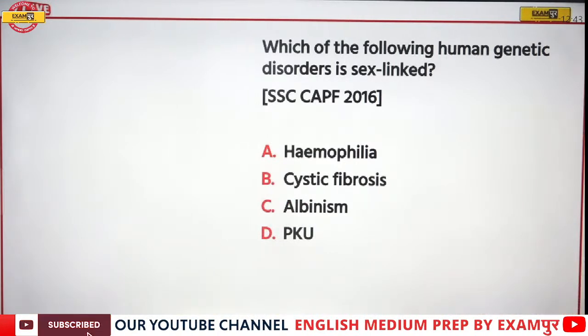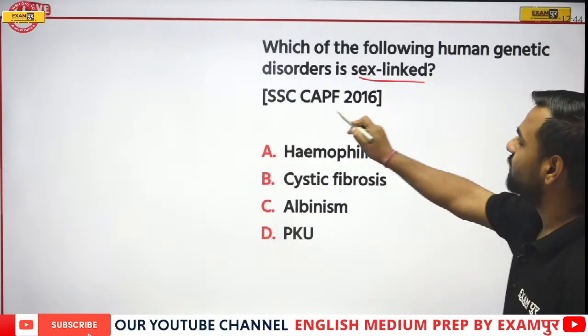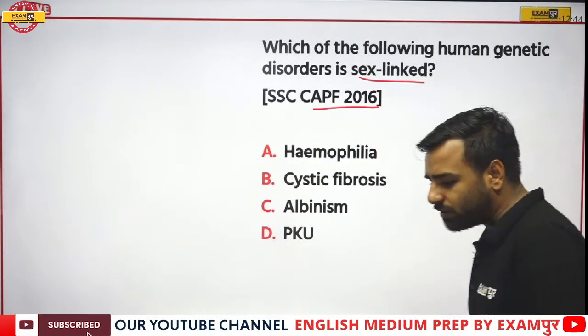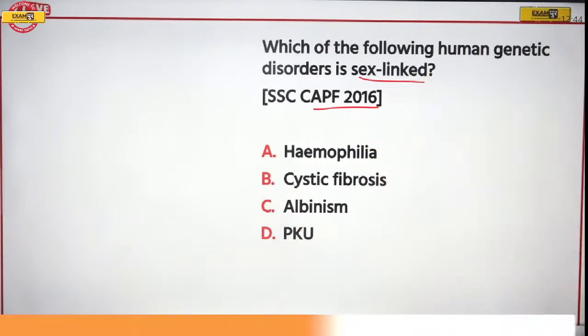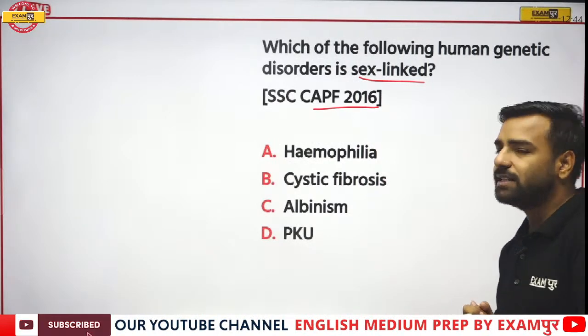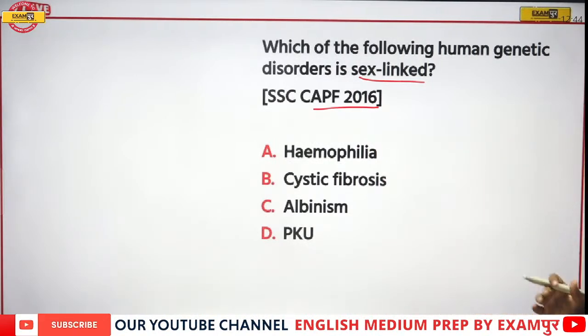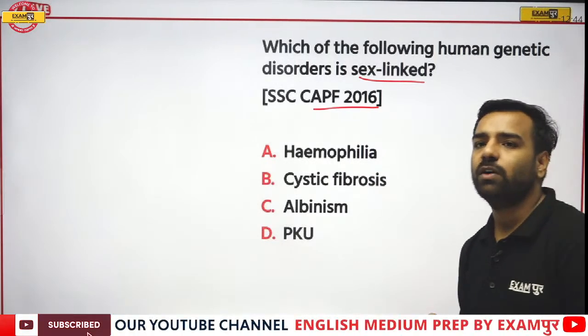Good. So, which of the following human genetic disorders is sex linked? Now, this question is from CAPF 2016. Which of the following human genetic disorders is sex linked? Which will be the correct answer? Is it hemophilia? Is it cystic fibrosis? Is it albinism? Or is it PKU? What is the correct answer?